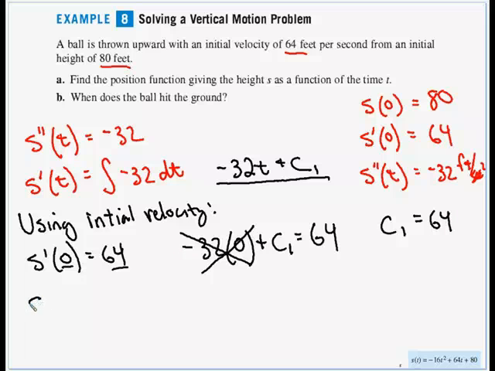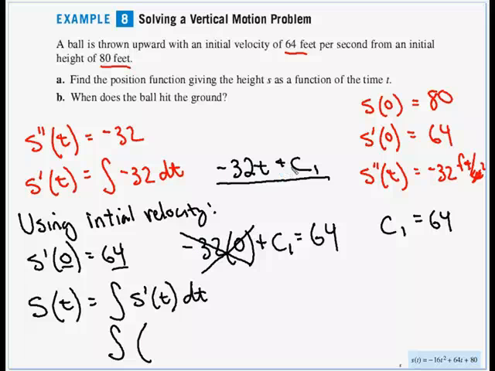Now, if we want to find the position function, s of t, we're going to take the antiderivative of what we found previously. That's the antiderivative of s prime of t with respect to t. Here our equation was -32t plus c sub 1. Well, we found c sub 1, so it's -32t plus 64. Now we're going to find the antiderivative of that with respect to t.